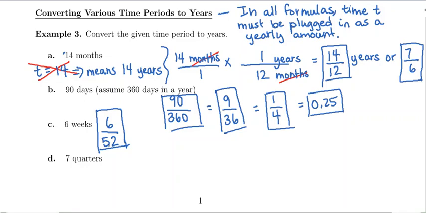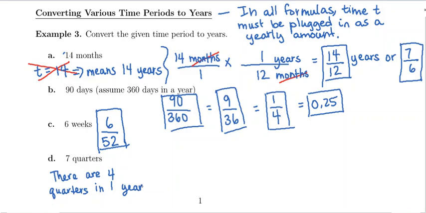Okay, all right, part D. Let's look at 7 quarters. Quarters is probably the time unit that we're least familiar with, but again, accounting is very heavy on quarters. So let's think about what you know about quarters. There's 4 quarters in a dollar. So very similarly, there are 4 quarters in 1 year.